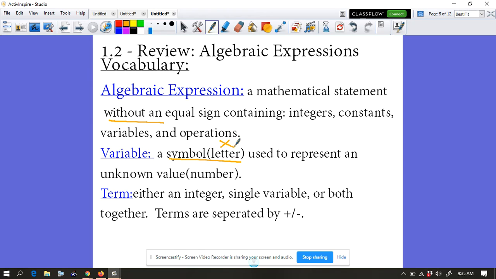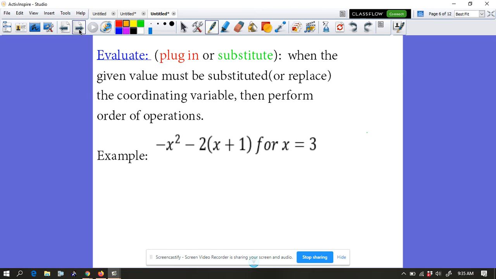A term is an integer, a single variable, or both together that will be separated by plus, minus, or sometimes equal signs. So we're going to start by evaluating. You might also have heard that as plug in or substitute. When given a value, you are going to substitute it for that variable.